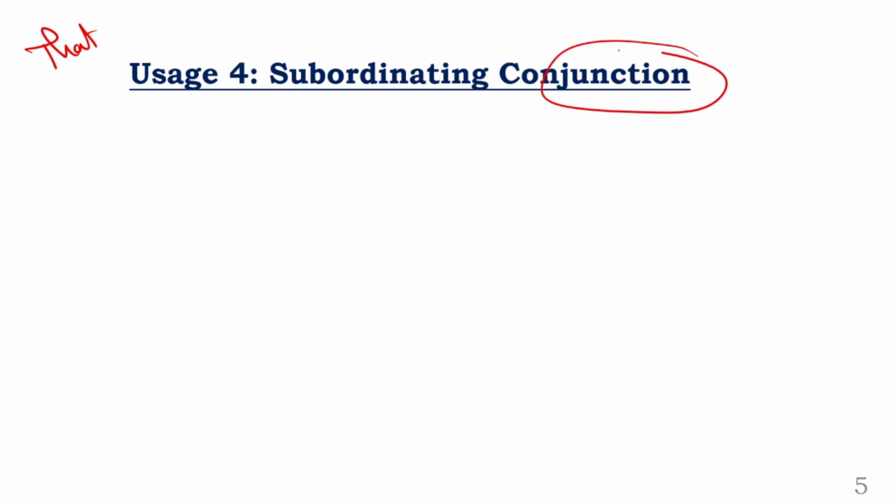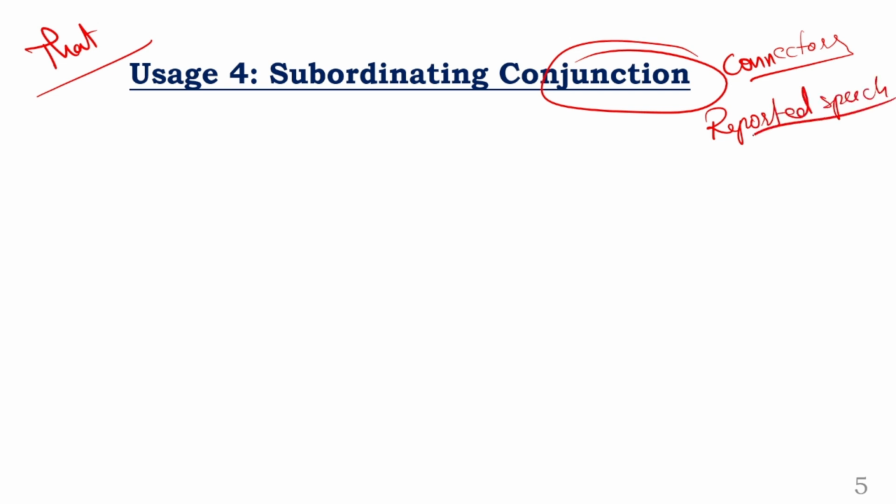Look at this word. What is this word here? Conjunction. The conjunction is a word that connects different words, right? In this combination, we use only the word that as a conjunction, and mostly it happens in reported speeches.